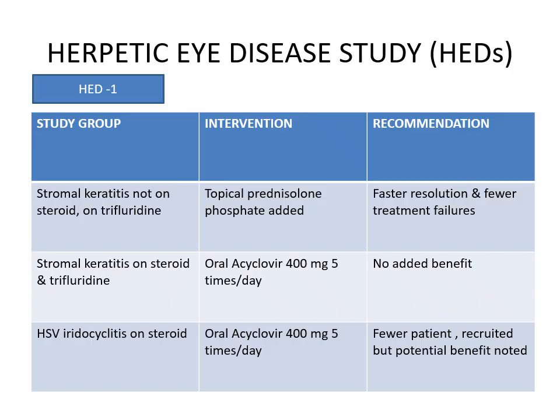There was Herpetic Eye Disease Study 1, which was done in 1989, and there was study 2, which was done in 1993. The recommendation of the HEDS 1 study was related to stromal keratitis, and it states that if you give topical prednisolone to patients with stromal keratitis, there is faster resolution and fewer treatment failures. And there is no additional benefit of adding a systemic antiviral in cases of stromal keratitis.